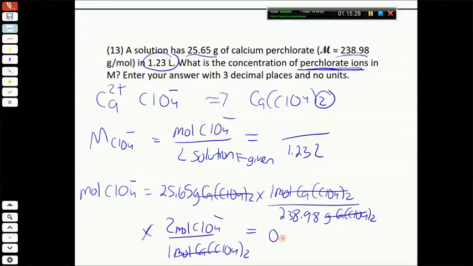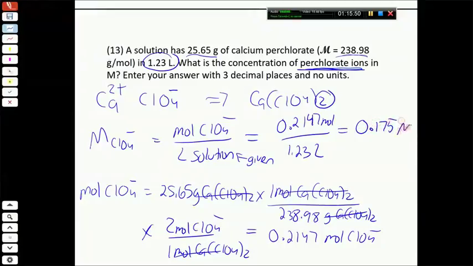And keeping 4 sig figs, we get 0.2147 moles of perchlorate. We plug that back into the numerator of this equation. 0.2147 moles per liter gives us a molarity of 0.175 molar, and you would enter in just the number 0.175. Whenever you're finding molarity, you need moles and you need liters of solution, but in this case, we had to be careful and look at moles of what substance we are talking about.